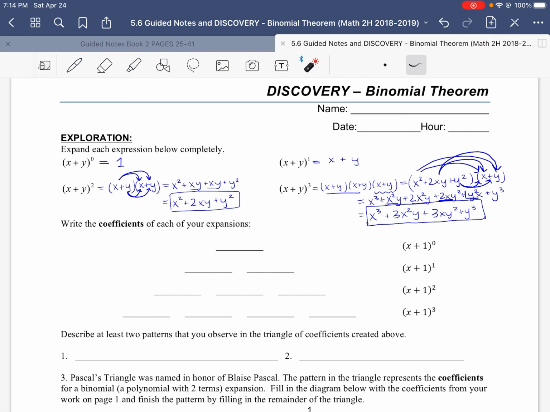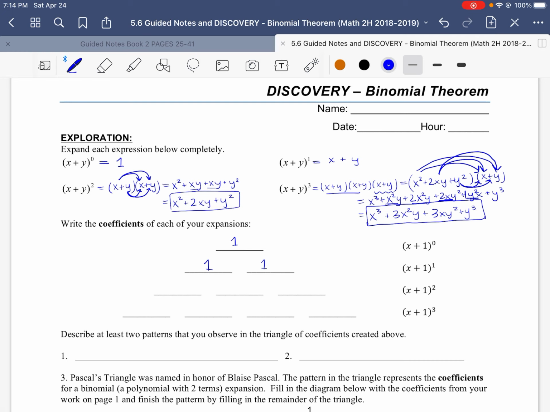So first of all, we're going to look at the coefficients in a pattern with these. So we're going to write the coefficients of each of the expressions. If we look at this first expression we created, there's only one value there. The coefficient is just a 1. For x plus y to the first power, if you notice up here, the coefficients would be a 1 in front of the x, a 1 in front of the y. So again, we just have 1 and 1.